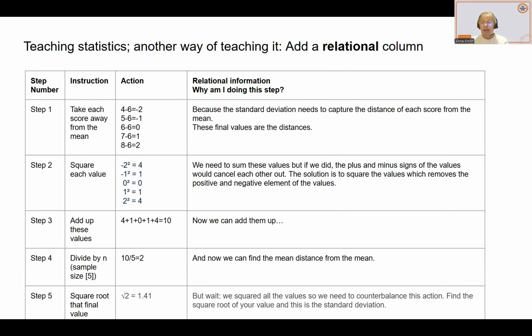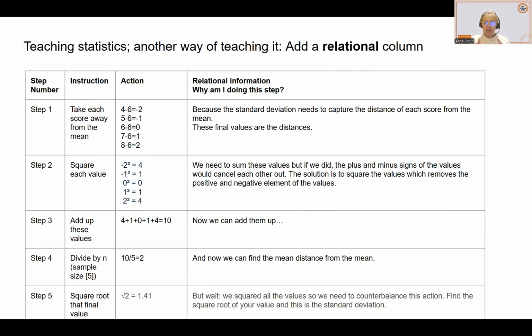So we could stop there, except for we did square them, didn't we? So my final step, which is find the square root of the final value, okay, is to do the reverse of the squaring. So square root is the reverse squaring. So you're bringing that higher number back down again so it has meaning within the context of your scores. So you can now see that 1.41 is quite meaningful when you looked at the original distances at the top there. It kind of summarizes them up into a number that we can make use of.